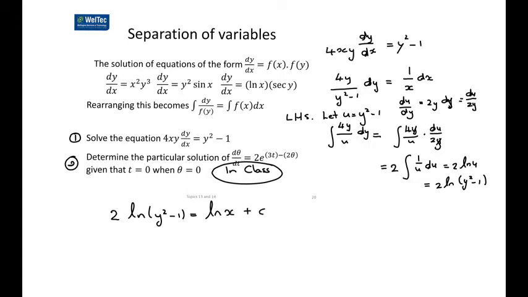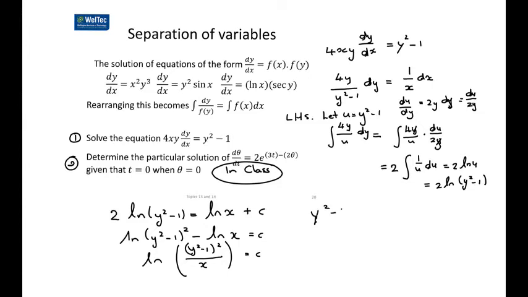Or we could jiggle it around a little bit. We could say ln((y² − 1)²) − ln x = c. Using the rules of logs, the left-hand side becomes (y² − 1)²/x = c. Further, if we raise it to the power of e, we get (y² − 1)²/x = e to the power of some constant, and that would be the general solution. Given that we've got no more information, we would leave it there.